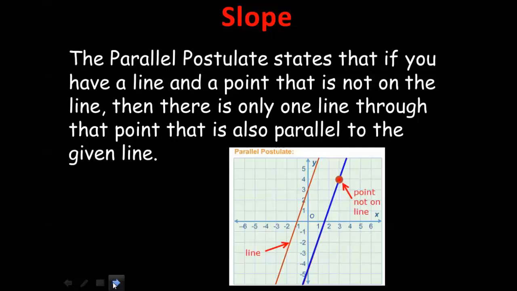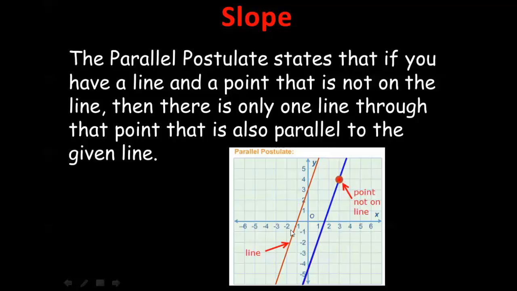The parallel postulate states that if you have a line and a point that is not on the line, then there is only one line through that point that is also parallel to the given line. Well, that can sound like a lot of mumbo jumbo, so I put together this little graph that I found in the LMS, but I changed it up a little bit.